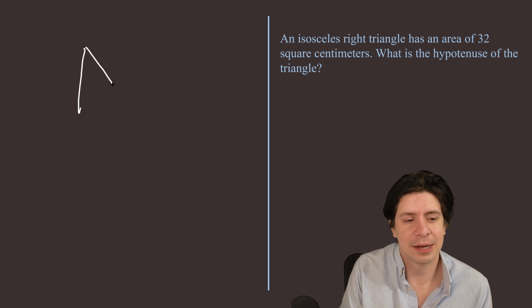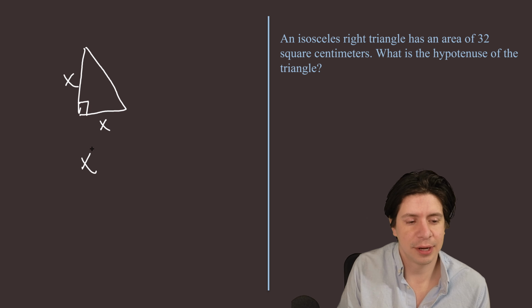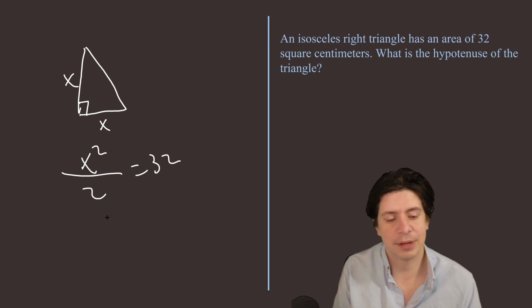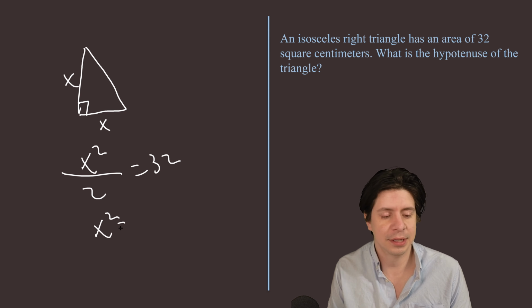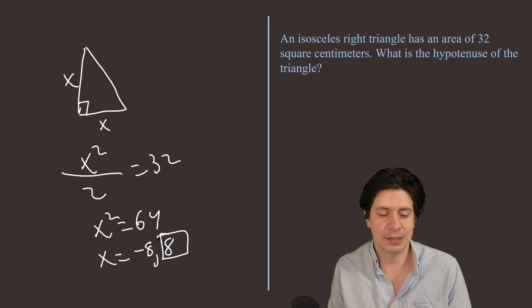So if we think about an isosceles right triangle, that means the two legs are the same. The two perpendiculars are the same, so we could call them x. So we're going to say x squared divided by 2, right, because it's 1/2 x squared equals 32. You multiply both sides by 2 and you get x squared equals 64. You square root that, you get x equals -8 and 8, but of course only positive works for dimensions.